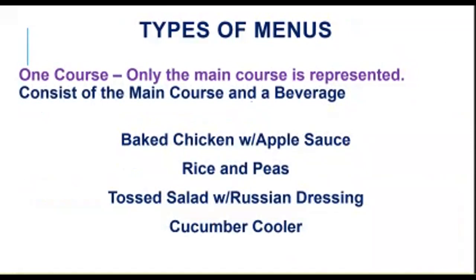Types of menus. There are 3 types of menus. First one being one course. In a one course menu, only the main course is represented. It consists of the main course and a beverage. The example below shows baked chicken with applesauce, rice and peas, tossed salad with Russian dressing, and cucumber cola.